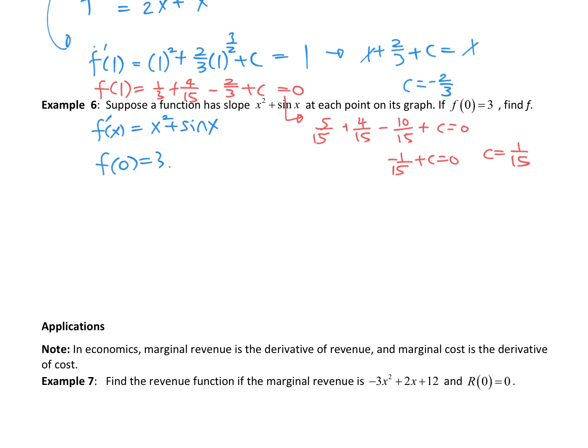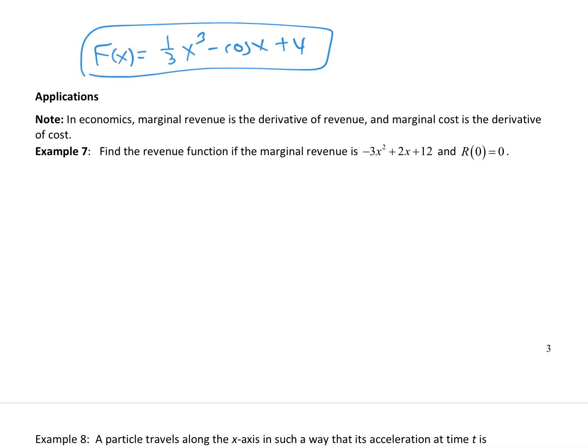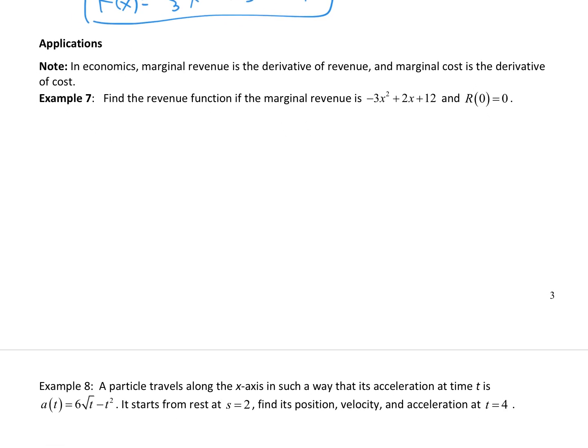If you're done with example 6, the answer should be big F of x is equal to 1/3 x cubed minus cosine x plus a constant, and I can find the value of the constant. That's that. The next question is, again, in terms of application.